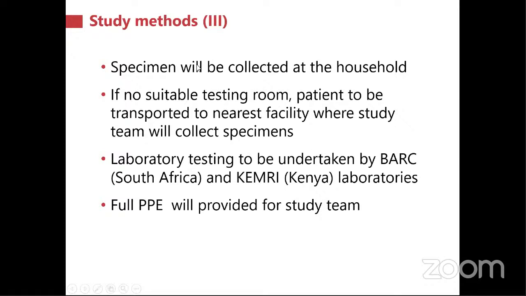So the specimens indeed will be collected at the household. And if this is not possible, the patients will be transported to the nearest facility where the study team will collect the specimens. And the laboratory testing will be undertaken in South Africa by the Buck Laboratories and by KEMRI in Kenya. So there will be full PPE provided for the entire study team.